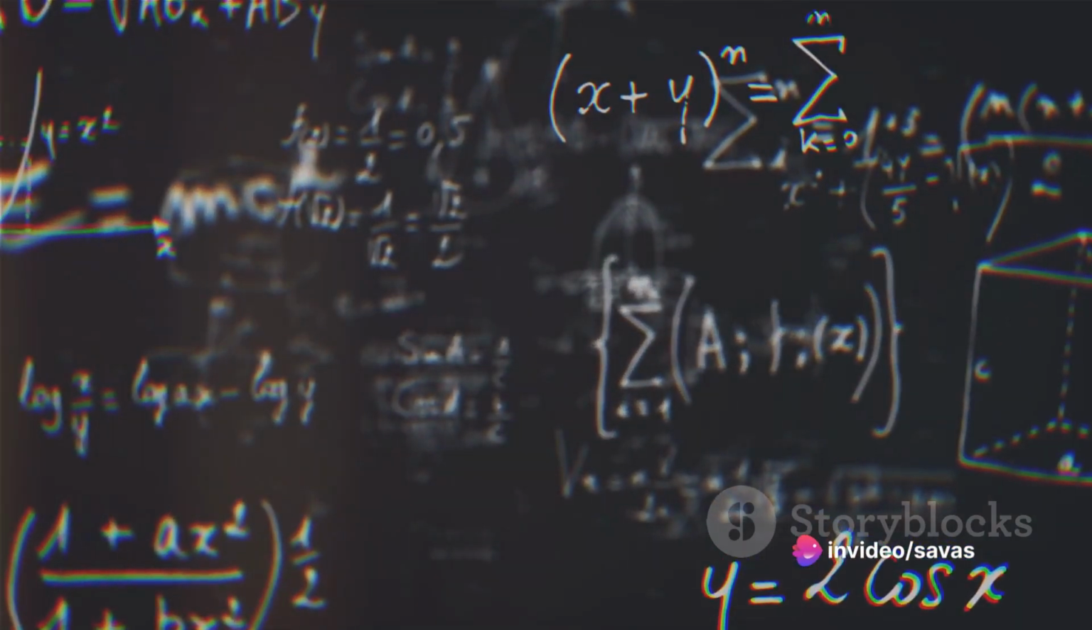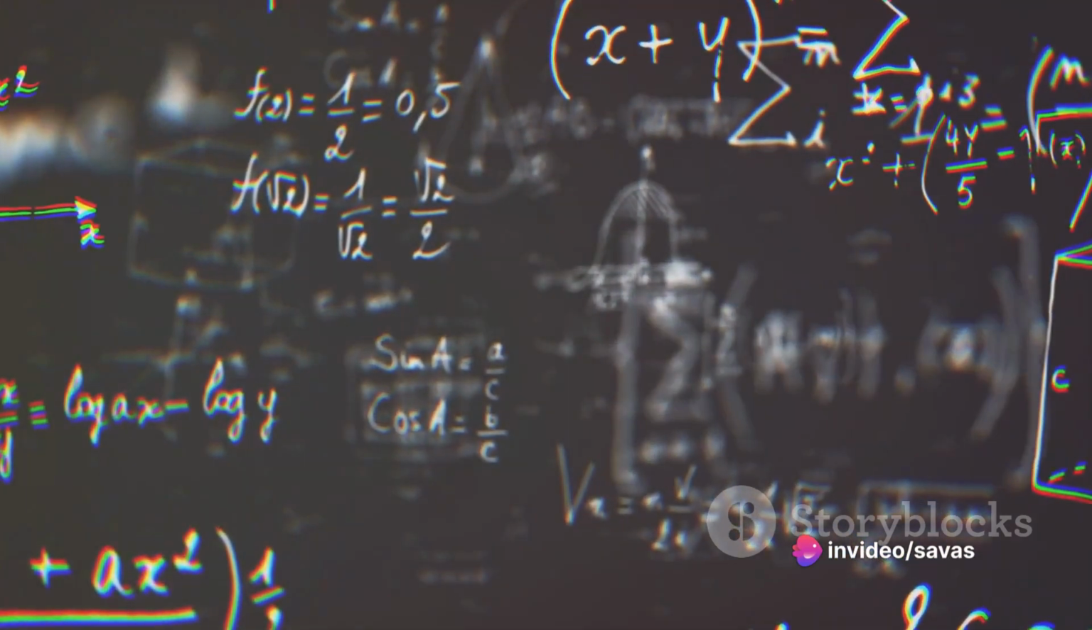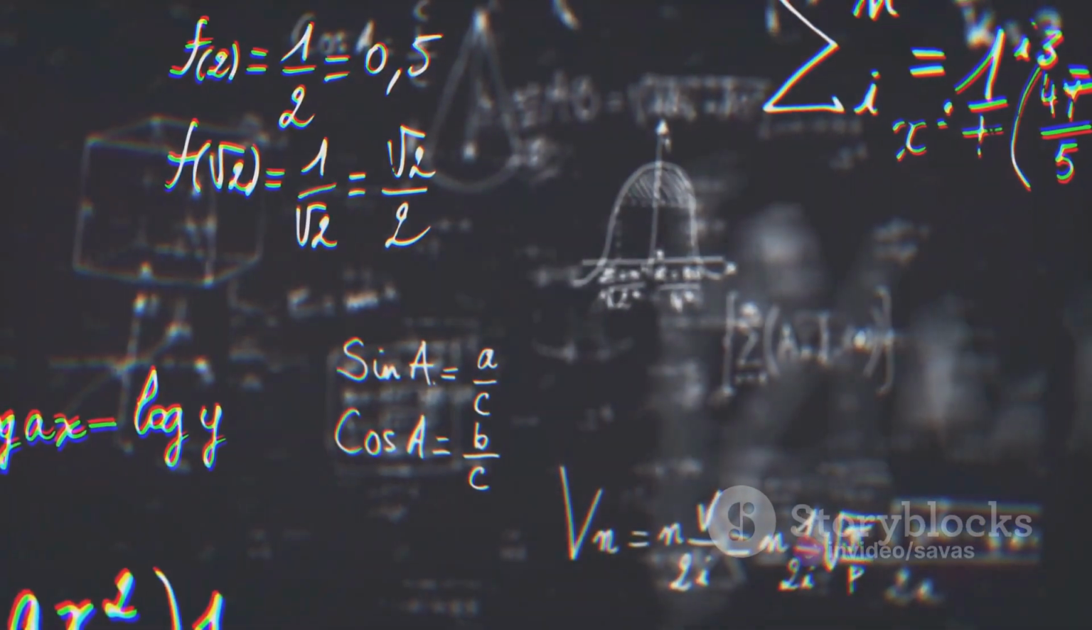First, identify which quadrant the angle resides in. Remember, quadrants are numbered counterclockwise, starting from the upper right quadrant, quadrant 1. Here are the rules to follow. If the angle is in quadrant 1, no changes are necessary. It's already in the first quartile.